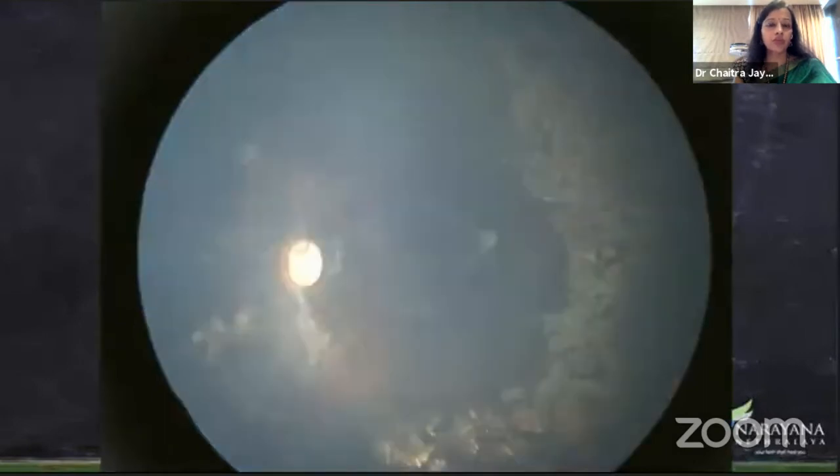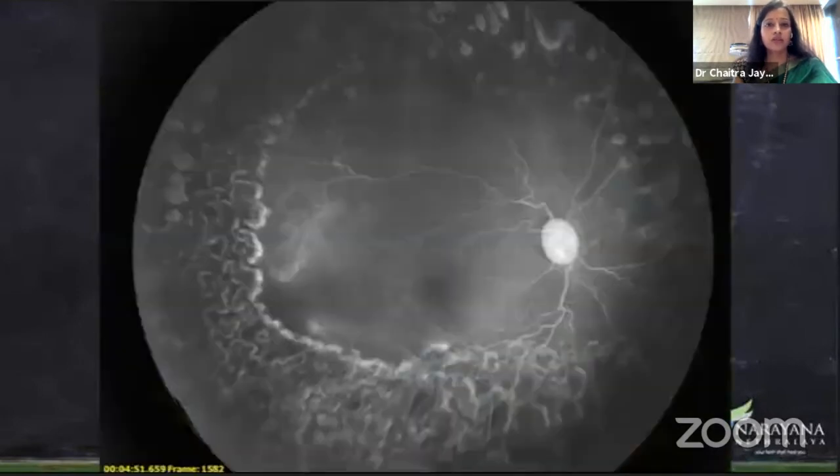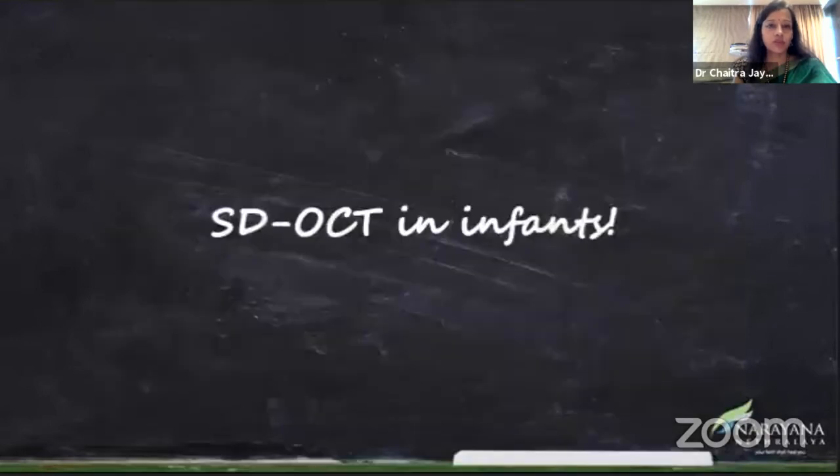So it is only after careful supplemental laser and filling in the other sparsely treated areas that we were able to bring the disease to stability, and it turns quiet, and the NV also regresses.